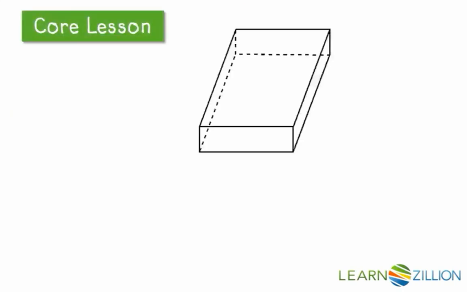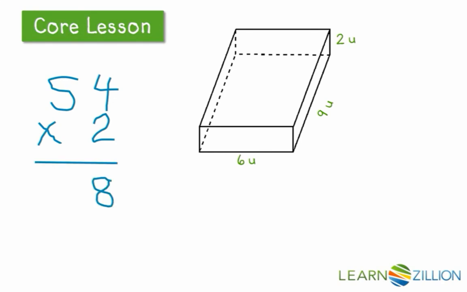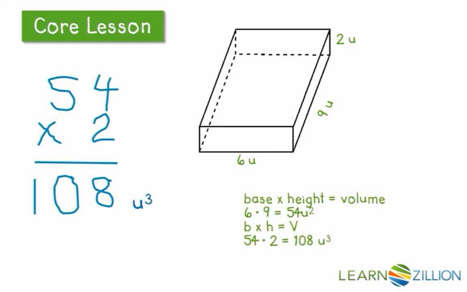So let's practice that. Let's look at this prism and multiply the base times the height. We know that 6 times 9 is equal to 54. And since the height is 2, we're going to double that 54. And that will give us 108 cubic units.